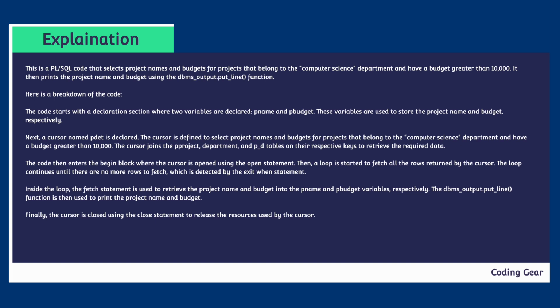The code then enters the begin block where the cursor is opened using the open statement. Then, a loop is started to fetch all the rows returned by the cursor. The loop continues until there are no more rows to fetch, which is detected by the exit when statement. Inside the loop, the fetch statement is used to retrieve the project name and budget into the name and pbudget variables, respectively. The DBMS_OUTPUT.PUT_LINE function is then used to print the project name and budget. Finally, the cursor is closed using the close statement to release the resources used by the cursor.